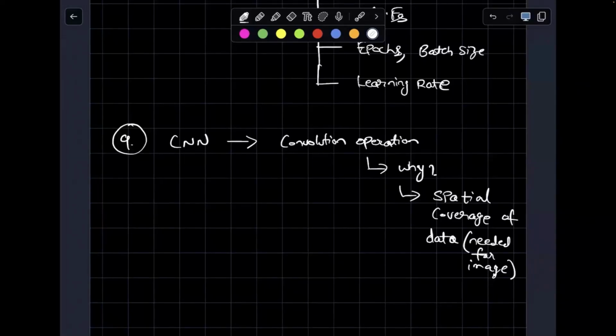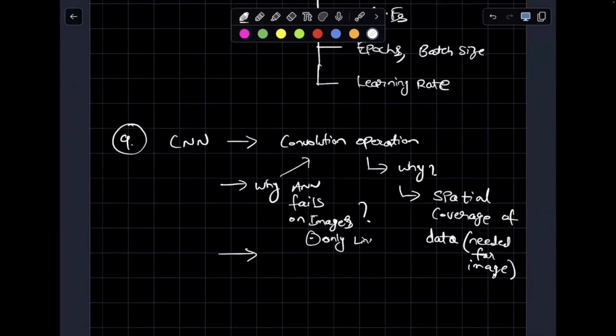That is not linear. Why also, just recap why ANN fails on images. ANN tries to capture only the linear, either horizontal or vertical. It also occupies high memory. It has many weights, and it tends to overfit also.